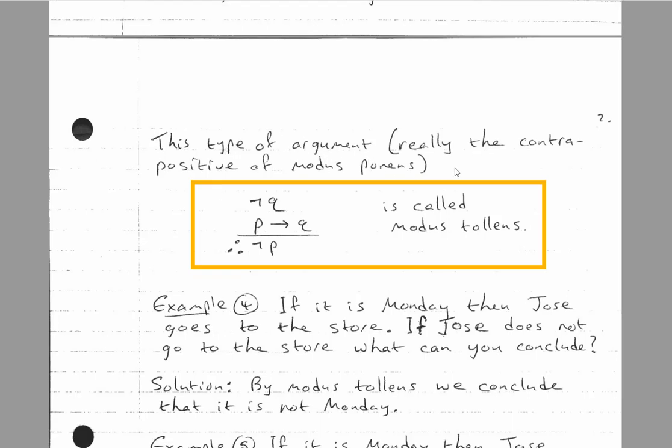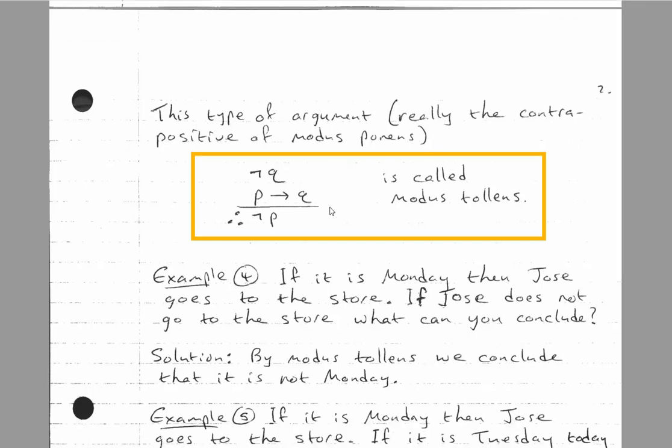But yeah, we can give this another name. If you have an implication, P implies Q, and Q is false, or not Q is true, then not P has to be true. In other words, P has to be false. Okay, so this variation is called modus tollens.